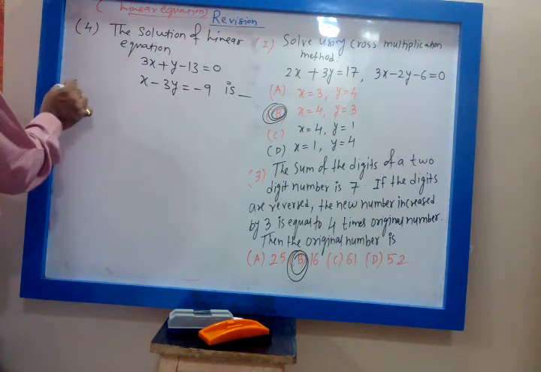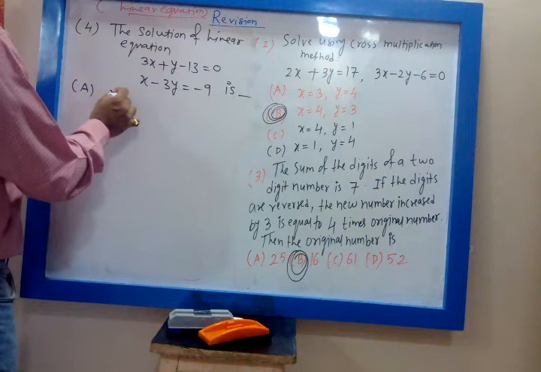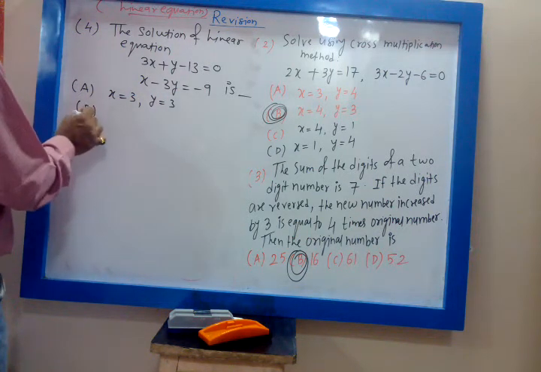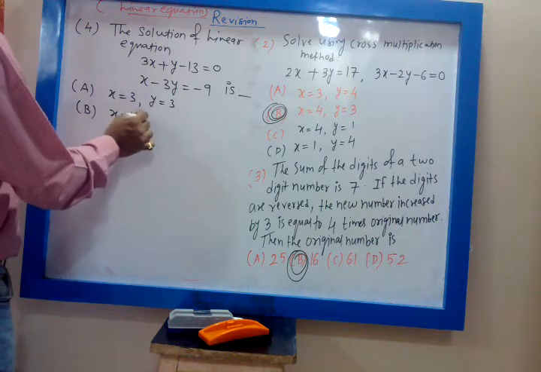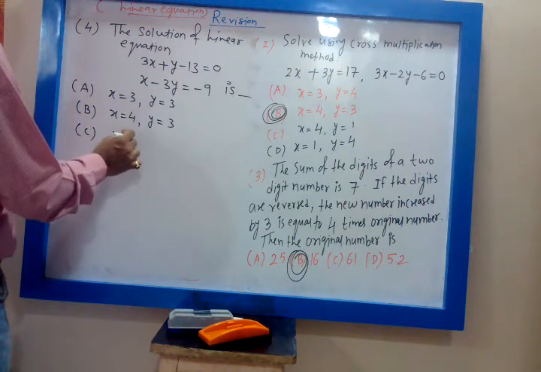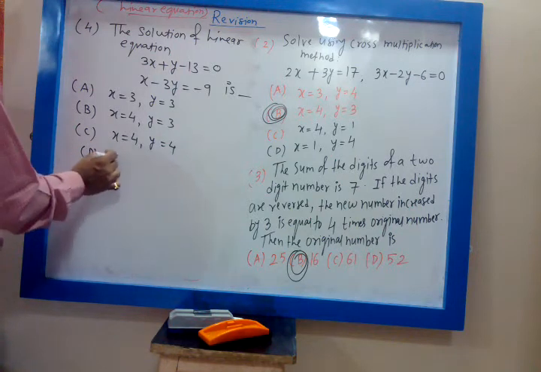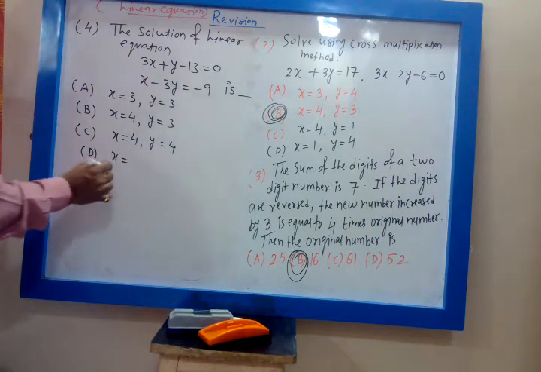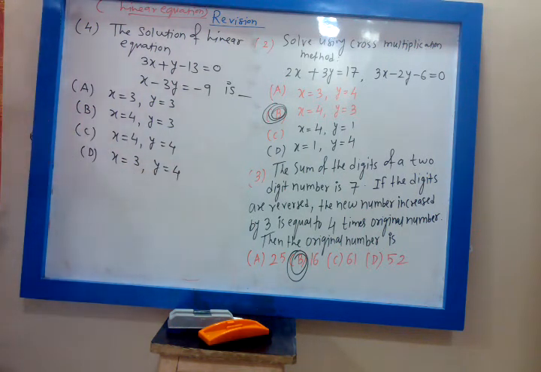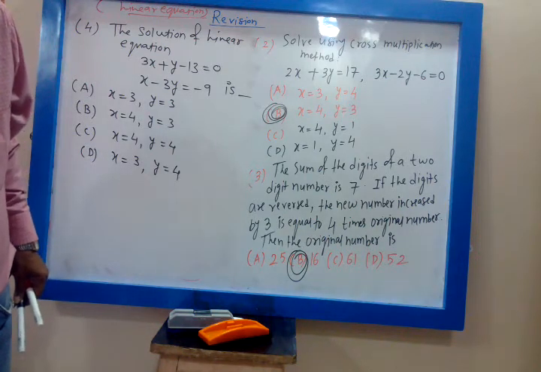Option A, x is 3, y is 3. Option B, x is 4, y is 3. Option C, x is 4, y is 4. Option D, x is 3 and y is 4. Chalo, do it. Whenever the solution is asked, it means you can use any method.